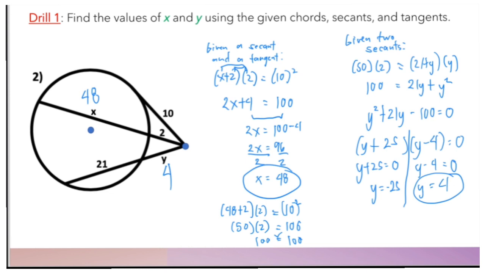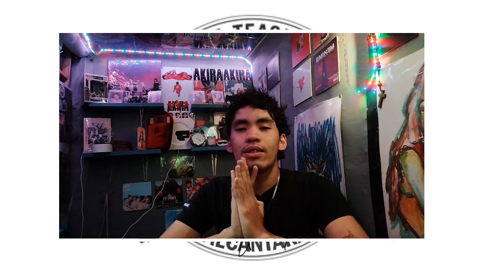If you want to verify that, what we can do here is 50 times 2. 21 plus 4 is 25 times 4. And the answer is both 100. So it's still correct. Just like that, we're able to finish finding the values of x and y using the given chords, secants, and tangent segments. All you have to do is to maximize the formulas and to know what secants are, what chords are, and what tangents are. That's basically it. And that ends this video.